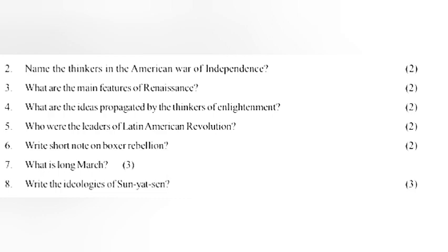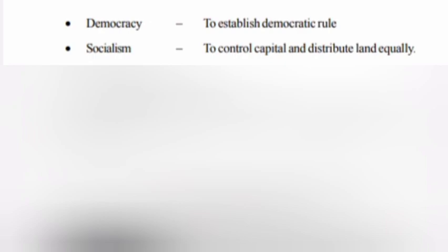8. Write the ideologies of Sun Yat-sen. Answer: Sun Yat-sen gave importance to ideologies like nationalism, democracy, and socialism. Nationalism: to expel the Manchu dynasty and the imperial powers. Democracy: to establish democratic rule. Socialism: to control capital and distribute land equally.